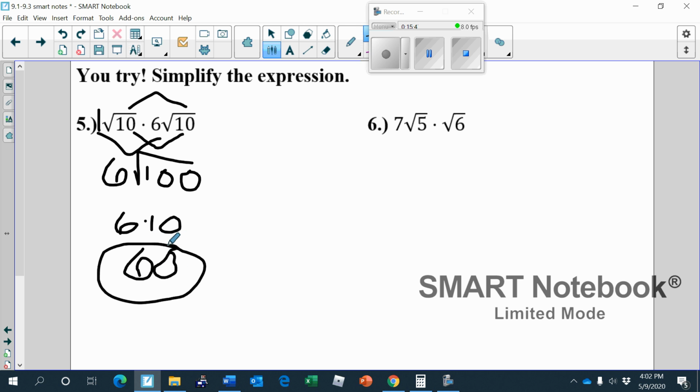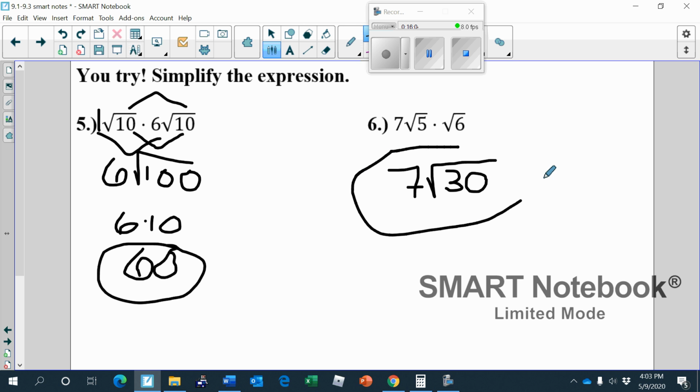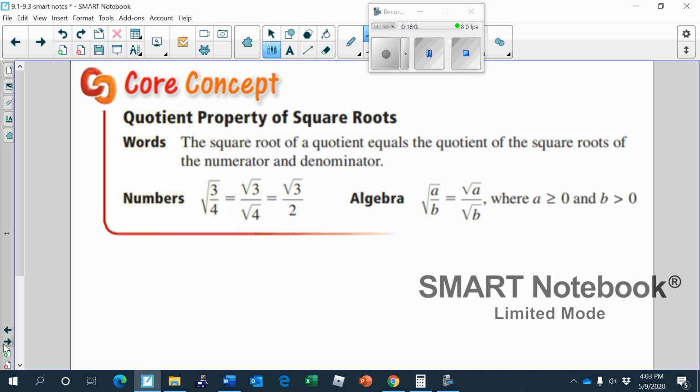Okay? Take a look at the next one. 7 times 1, that invisible 1, is 7. Square root of 5 times the square root of 6 is the square root of 30. And although it's a bigger number, there is nothing that divides into that that's a perfect square. So your final answer is 7 root 30. Good job. And let's keep moving.